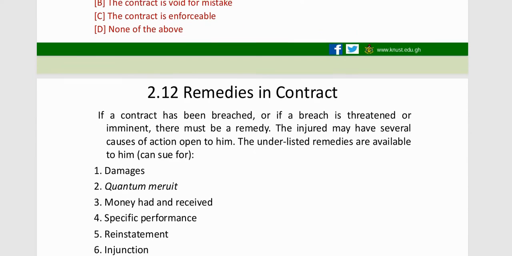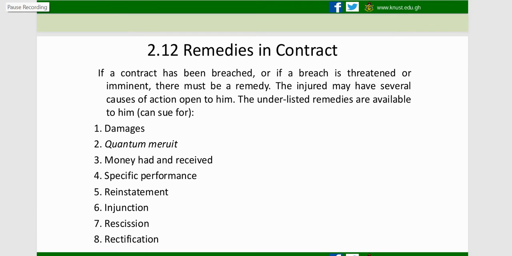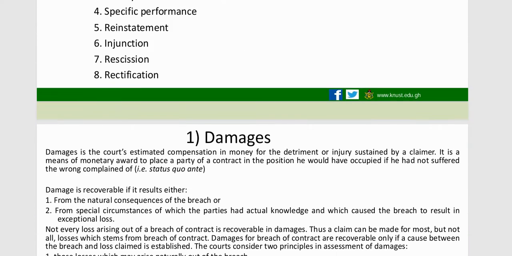So let's move on to the remedies in contract. Here we are saying if a contract has been breached, or if a breach is threatened or imminent, there must be a remedy, right? The injured party may have several courses of action open to him. The underlisted remedies are available to him. So we are saying one is damages, two, quantum meruit, three, money had and received, specific performance, reinstatement, injunction, rescission, and rectification, right? So let's look at them one after the other.